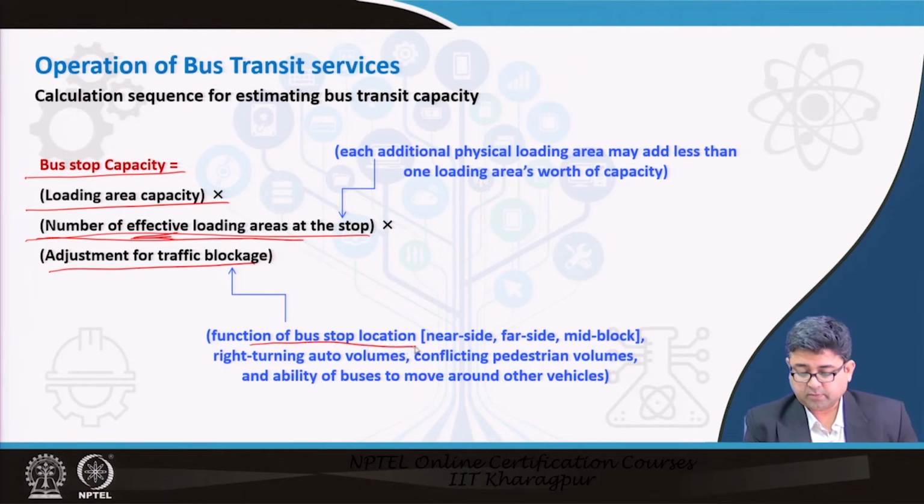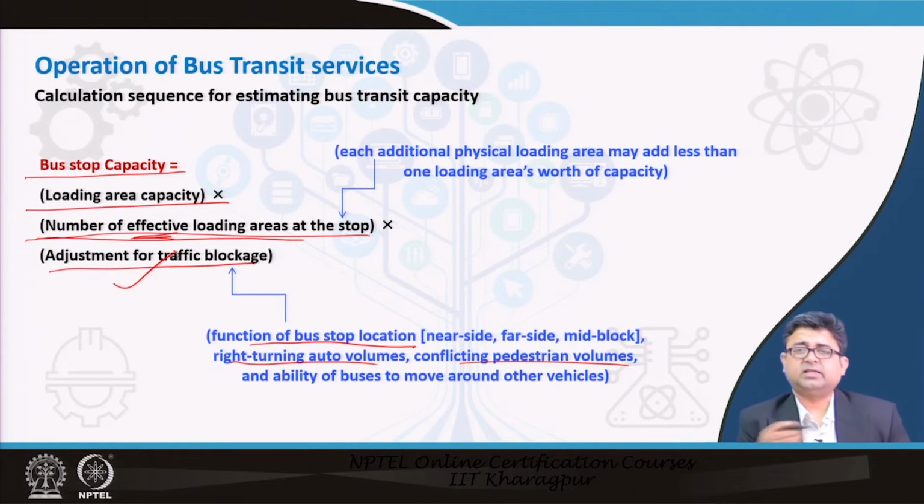and the adjustment factor for traffic blockage, which is a function of the bus stop location. If it is blocked by parked vehicles, for example, for right turning or left turning volumes, or if there are conflicting pedestrian volumes, there are different adjustment factors. These are standard factors that have already been developed based on many operating conditions. You may adopt them for your situation, or you may develop your own factors based on your local traffic conditions as well.